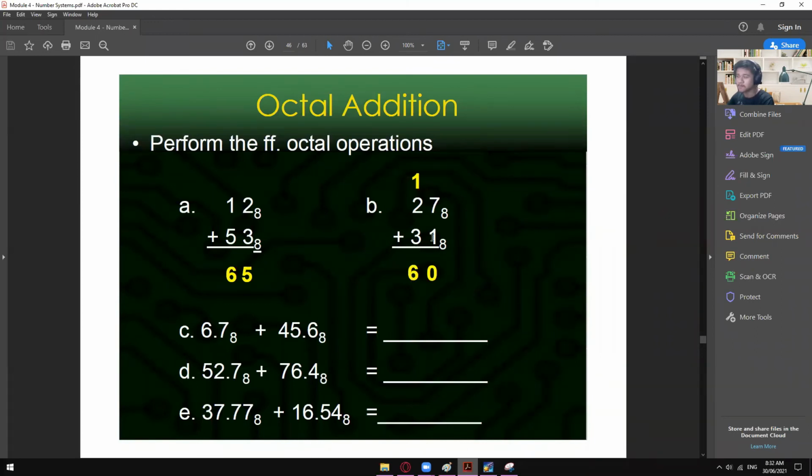So remember that in octal, we don't have 8 and 9. So what will happen if we have a result of 8? Again, it is already 10. So you'll jump next to 10, okay? Since you don't have 8 and 9.